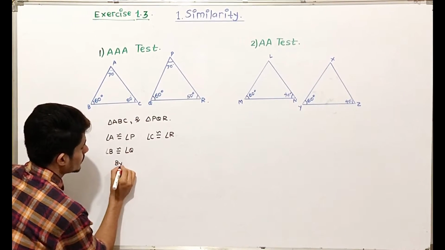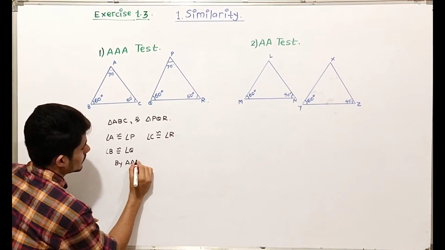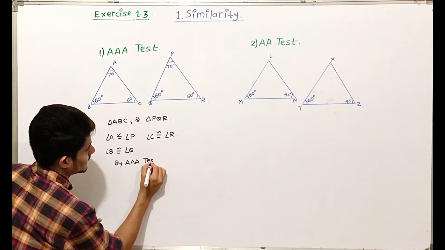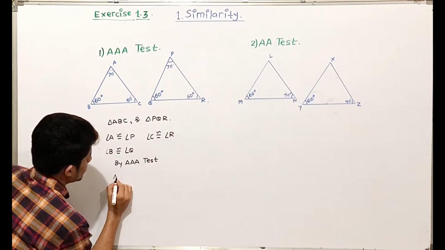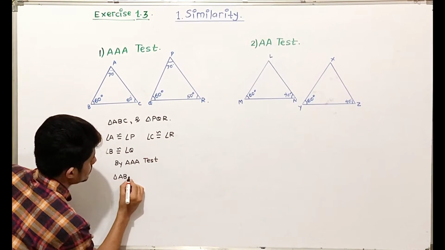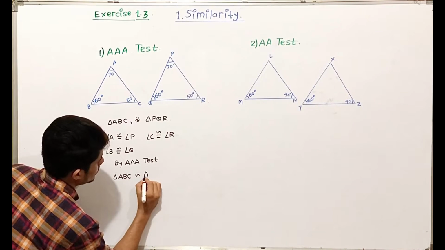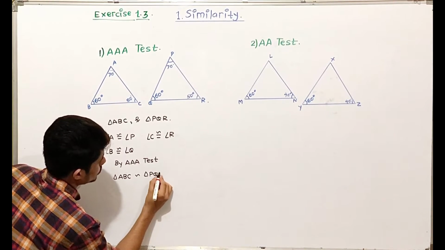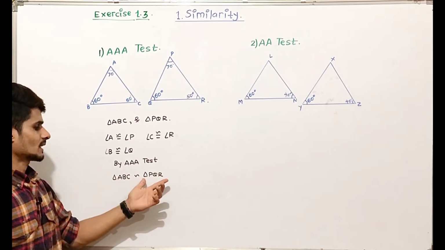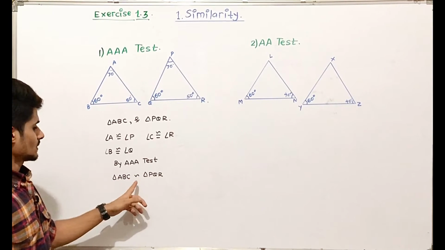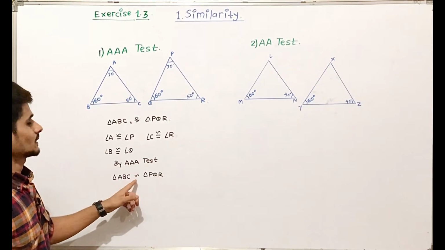By the AAA test, that is the angle angle angle test, triangle ABC is similar to triangle PQR. Triangle ABC is similar to triangle PQR. This is the sign for similarity.